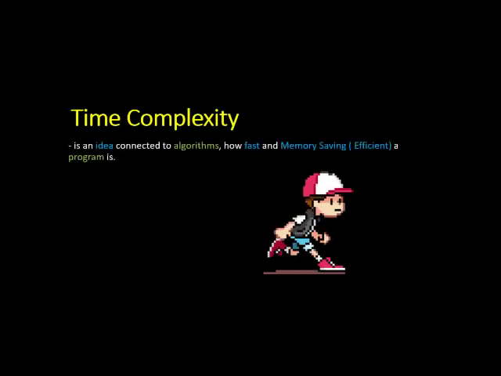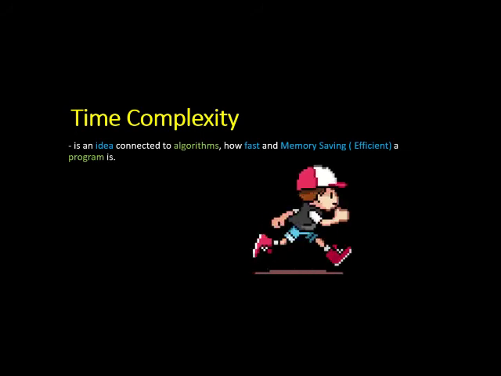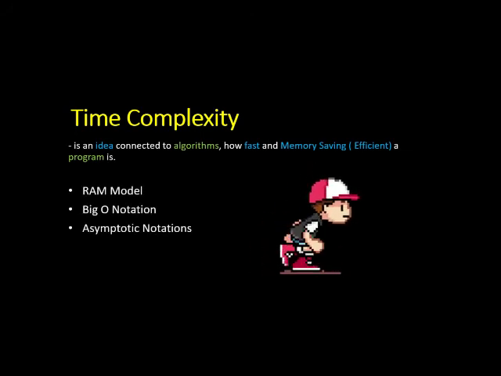Now we're going to discuss time complexity. It is an idea connected to algorithms. It is how fast and memory saving a program is. There are three things to know: first is the RAM model, then the big O notation, and the asymptotic notations.